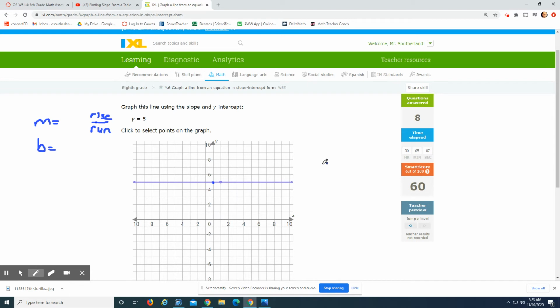this point is 0, 5. That y is 5. If we look at the point right beside it, it's 1, 5. Again, notice how that y is still 5. And so whenever you get a y equals 5, it's going to be a horizontal line.